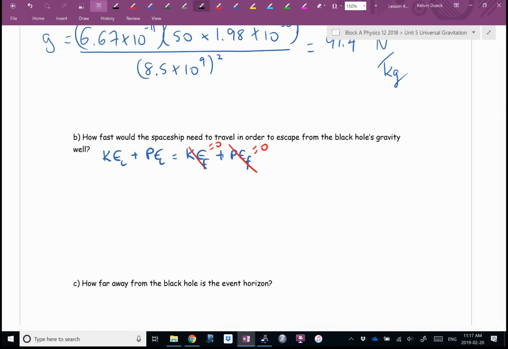And so what we really end up with is a half m v initial squared plus negative big G, big M, little m over R initial equals 0.